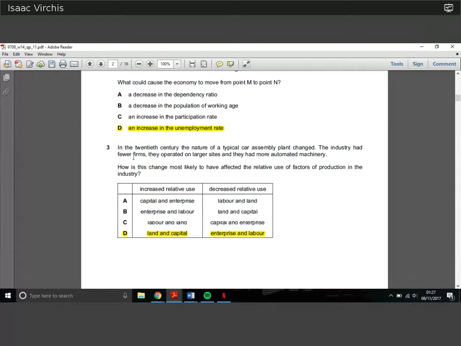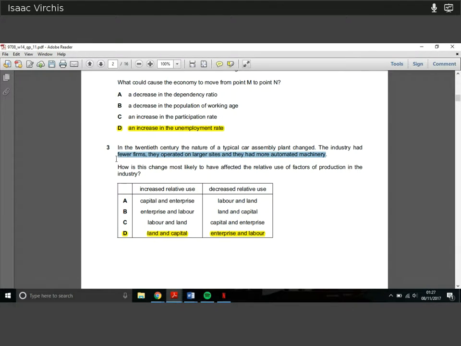Question three. In the 20th century, we have the nature of a typical car assembly plant being changed. The key information here is going to be in this line where I'm highlighting. We've got fewer firms. They operate on larger sites and they have more automated machinery. So we're going to see an increased relative use of land and capital. They operate on larger sites, so they're going to use more land. They use more automated machinery, so they're going to use more capital.